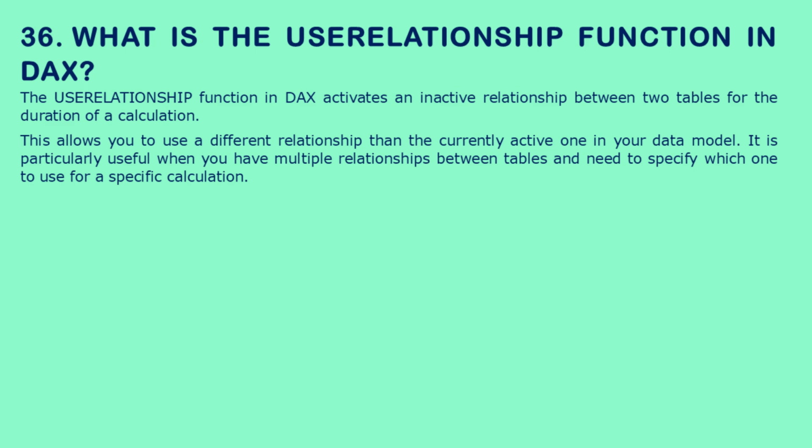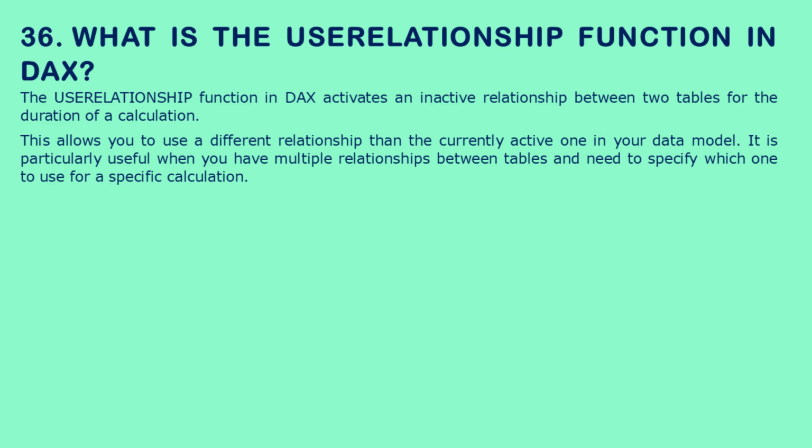What is the USERELATIONSHIP function in DAX? The USERELATIONSHIP function in DAX activates an inactive relationship between two tables for the duration of a calculation. This allows you to use a different relationship than the currently active one in your data model.